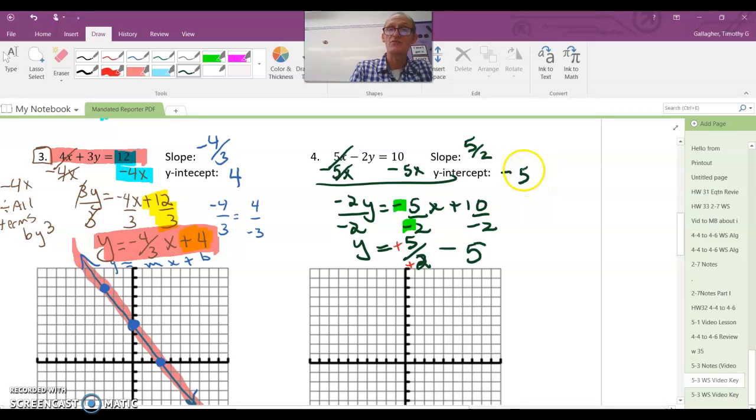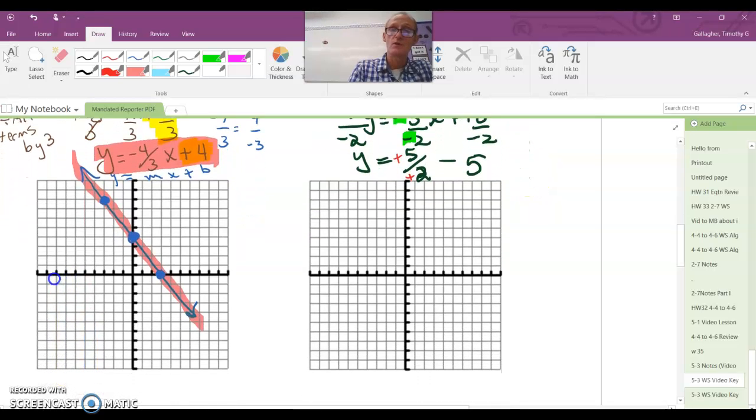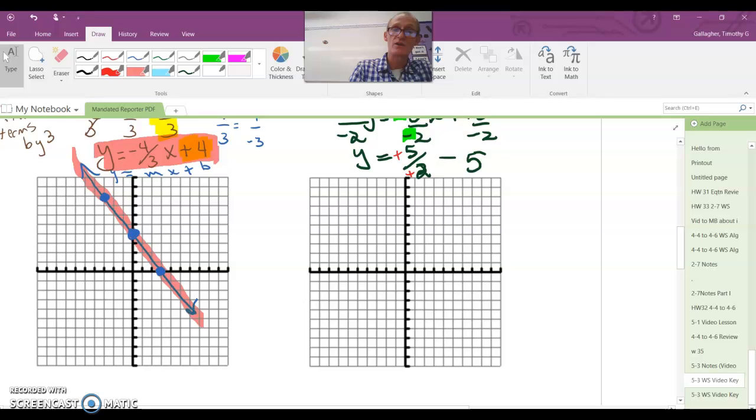Plot negative 5, use the slope. Negative 1, 2, 3, 4, 5. Negative 5 on the y-axis, which is this axis right here. And then from negative 5 on the y-axis, I'm going to go positive 5, 1, 2, 3, 4, 5, because of this 5 right here, and positive 2, 1, 2. Now I'll keep going up here, 1, 2, 3, 4, 5, positive 2.